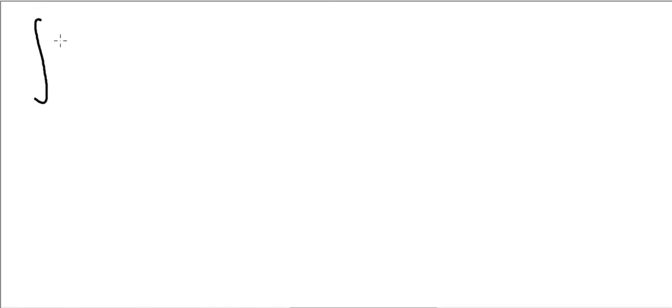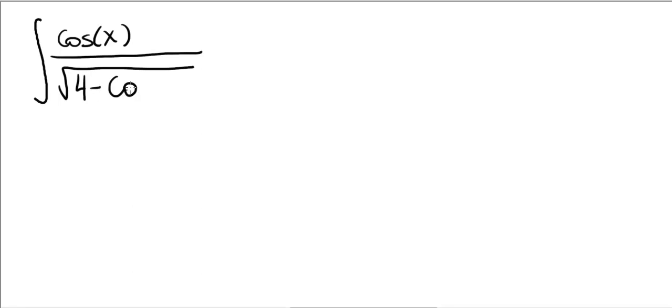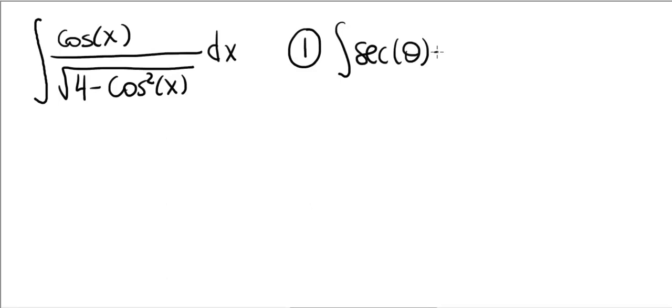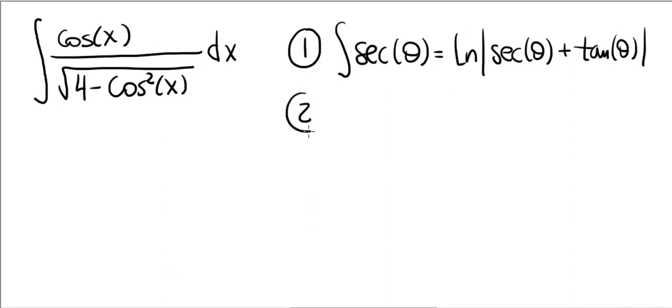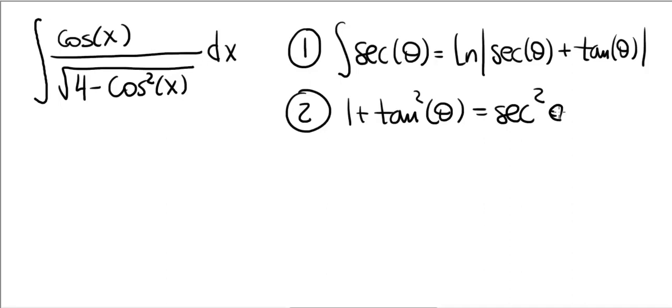We're going to evaluate the integral of cosine of x divided by the square root of 4 minus cosine squared of x. Now, one result we're going to need later is the integral of secant of theta, and that's equal to the natural log of absolute value of secant of theta plus tangent of theta. And another result is the trig identity 1 plus tangent squared of theta equals secant squared of theta.